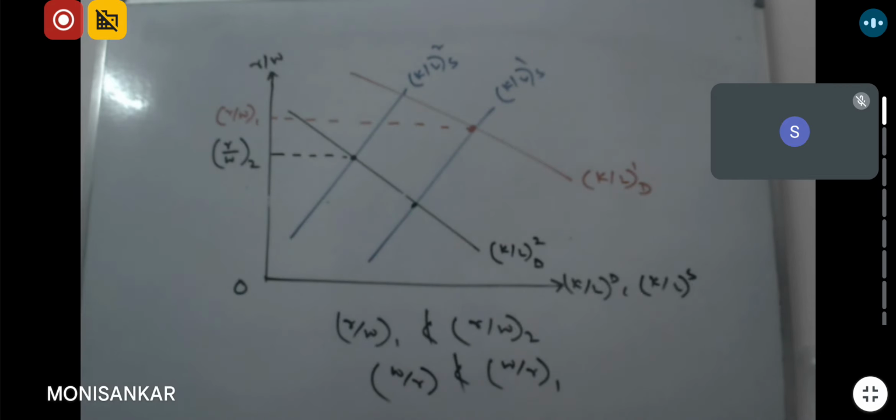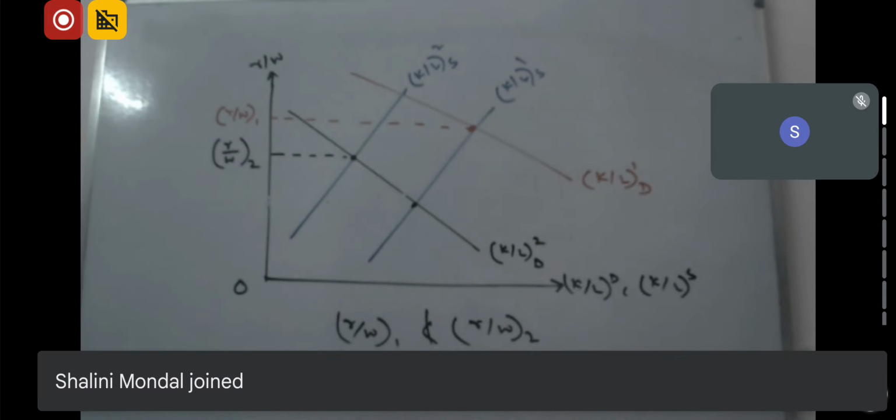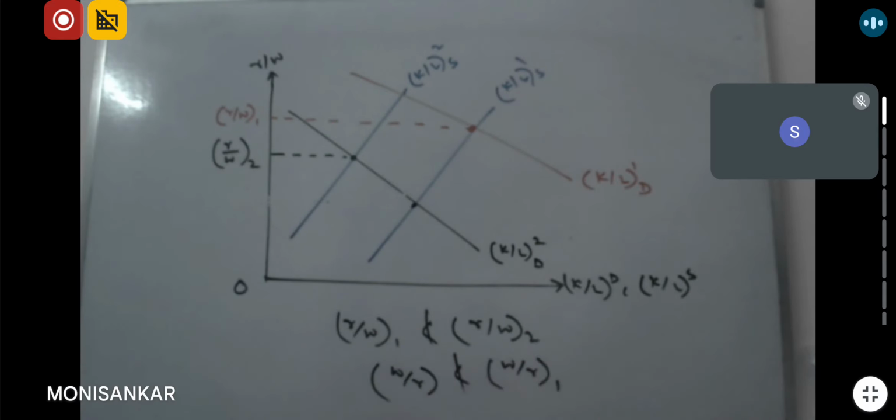So that's why if the demand for relative capital, K by L, is higher, then capital may be relatively expensive in the country, though K by L supply is greater. So this is the essence of the price definition.